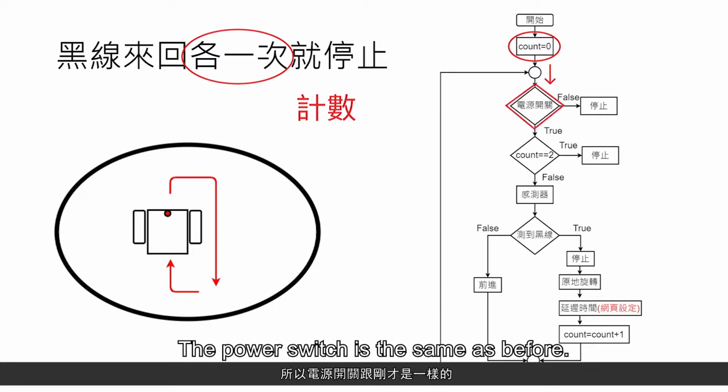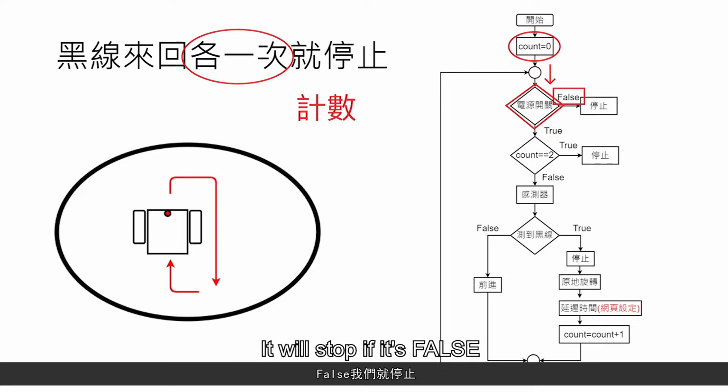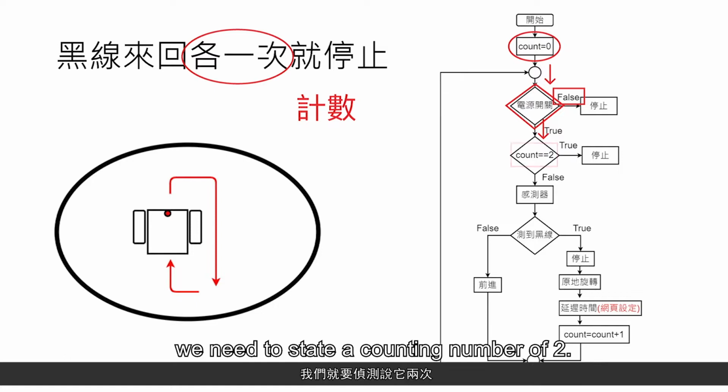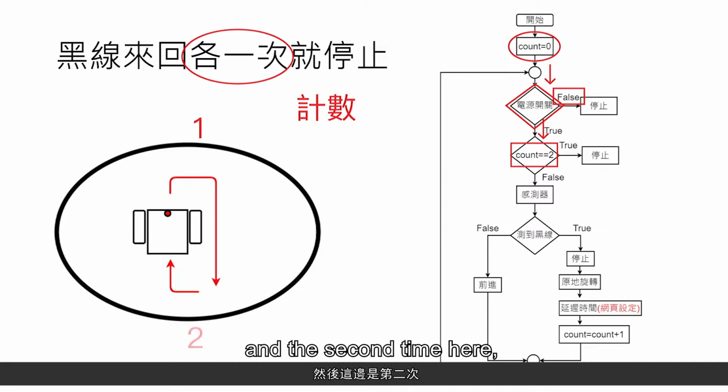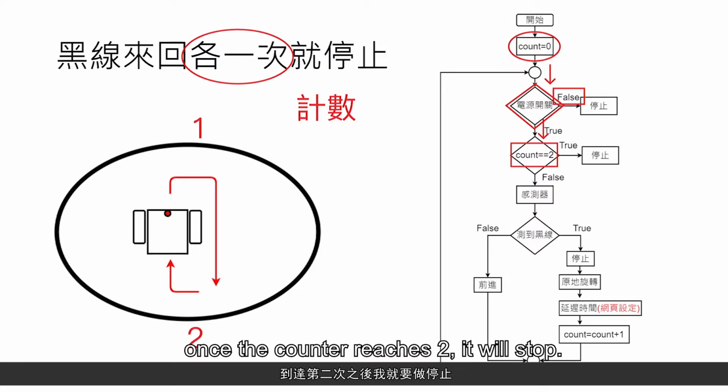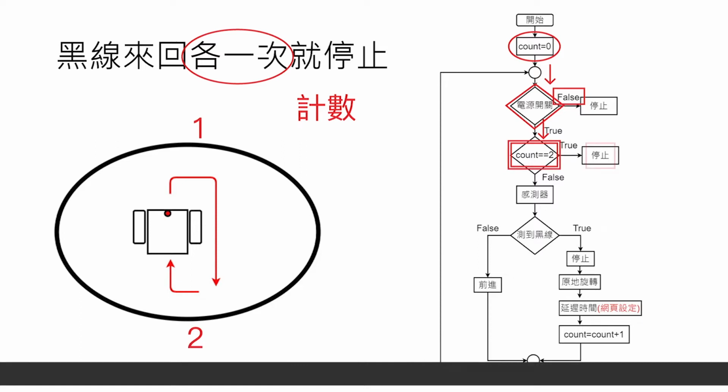The power switch is the same as before. It will stop if it's false, or move on if it's true. In the beginning of true, we need to state a counting number of 2. What we mean is to count once here, and a second time here. So we need to set a counter. Once the counter reaches 2, it will stop.